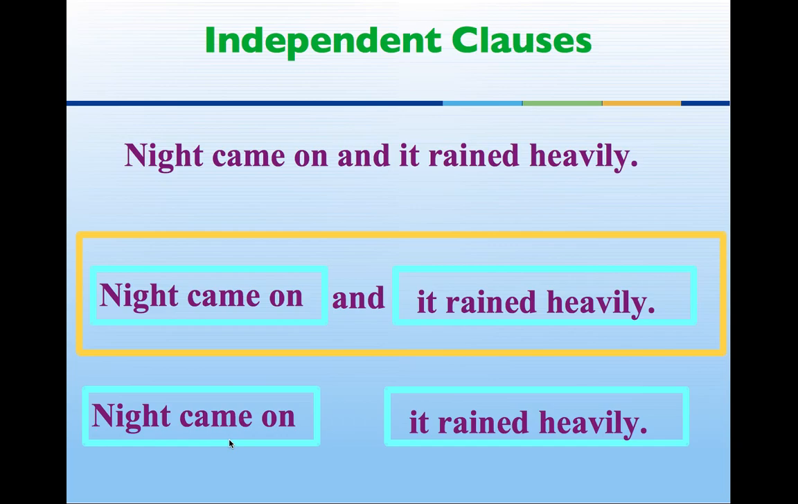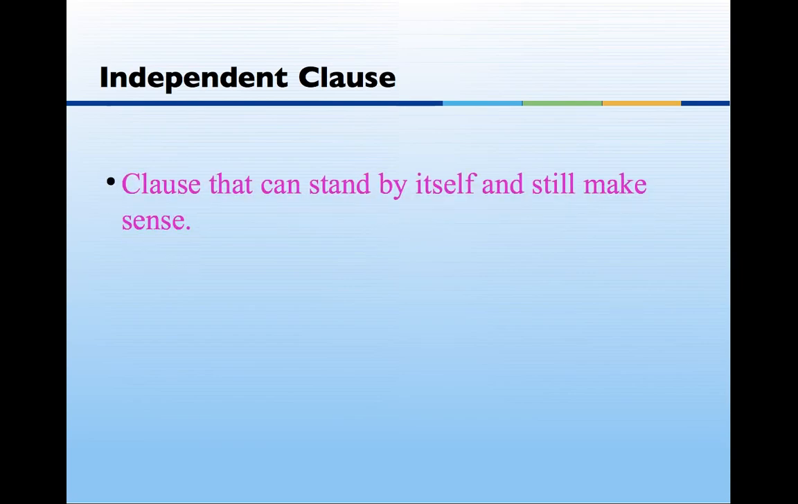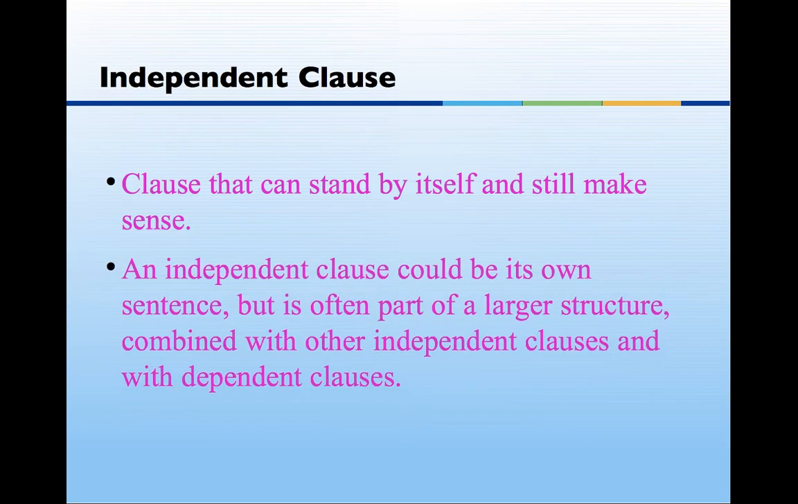I hope now you have understood the definition of an independent clause. What is an independent clause? Let's see, for your confirmation: a clause that can stand by itself and still make sense. The same thing, when we separate the clause from the sentence, it can stand as a sentence, or give its complete meaning without any confusion. An independent clause could be its own sentence, but is often part of a larger structure, combined with other independent clauses and with dependent clauses.